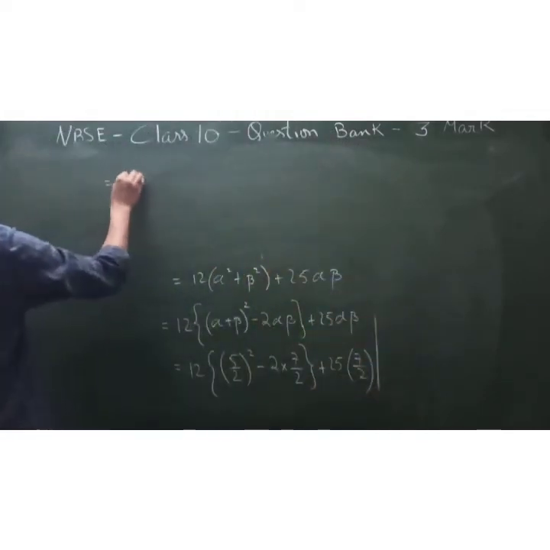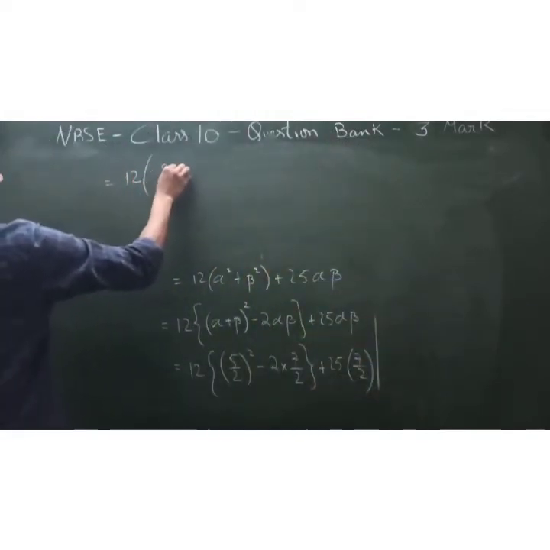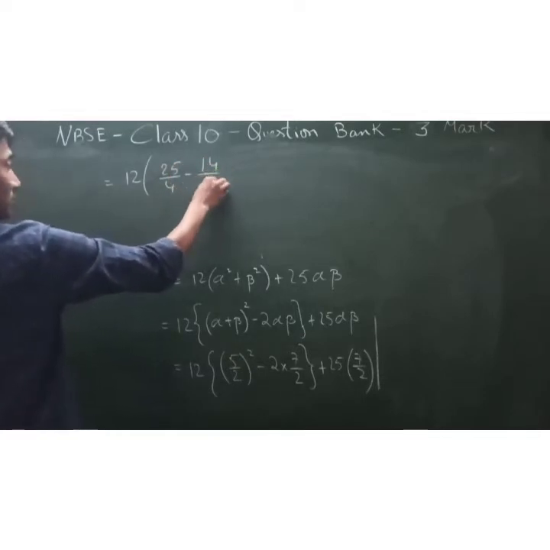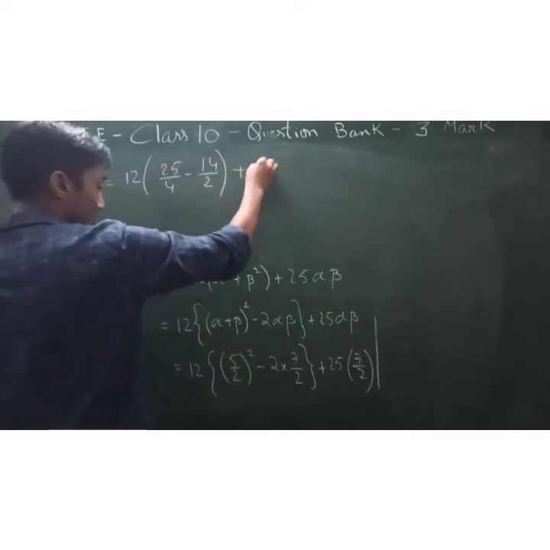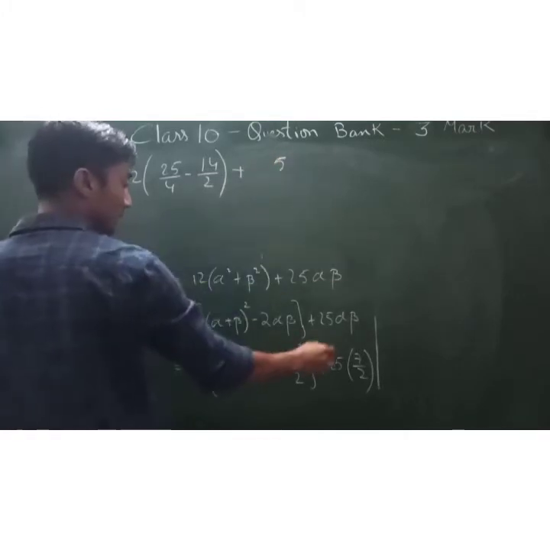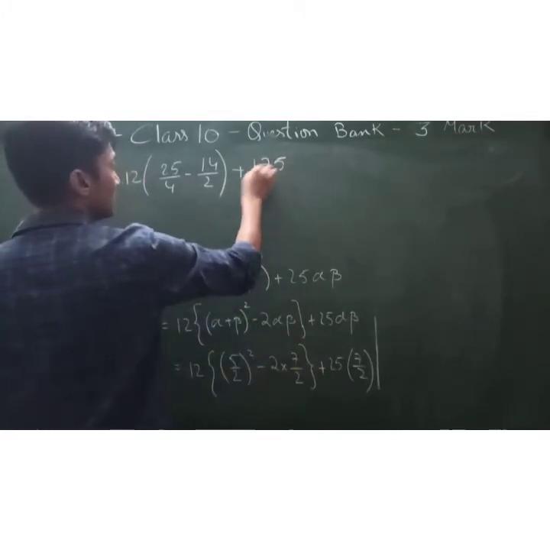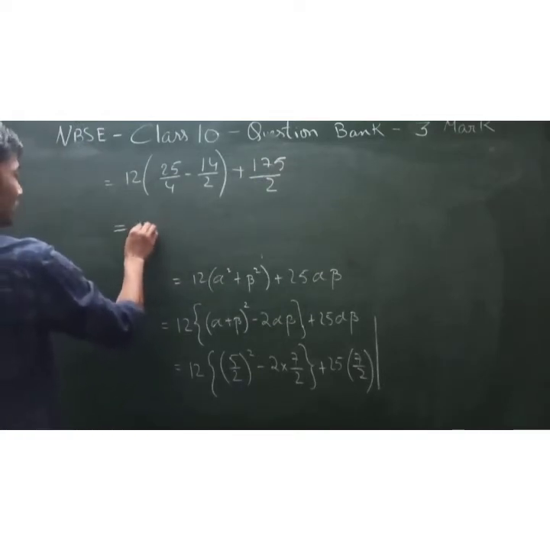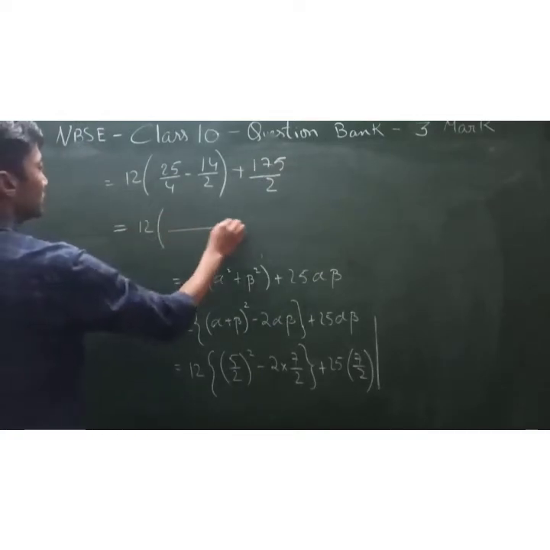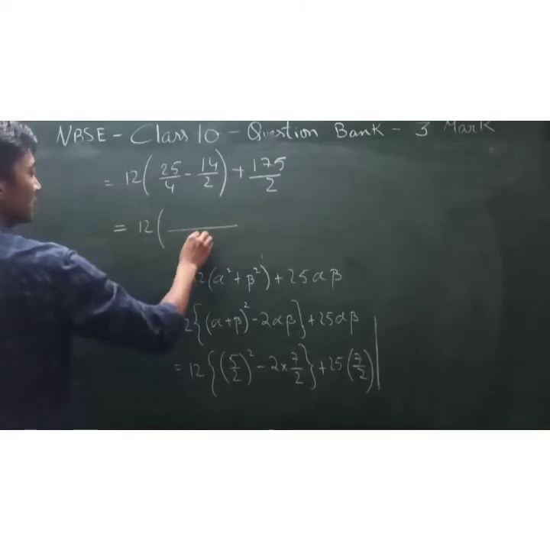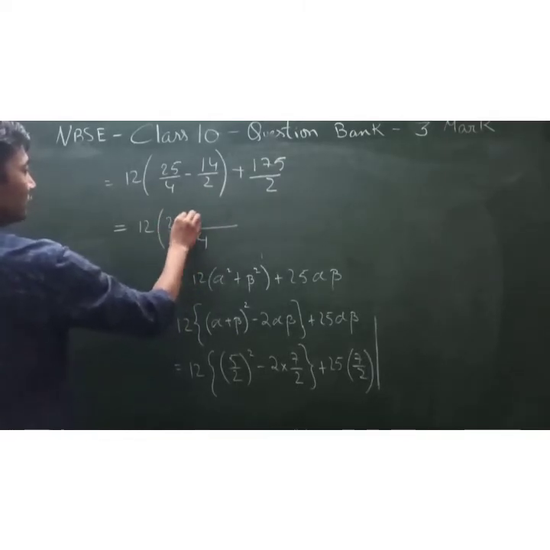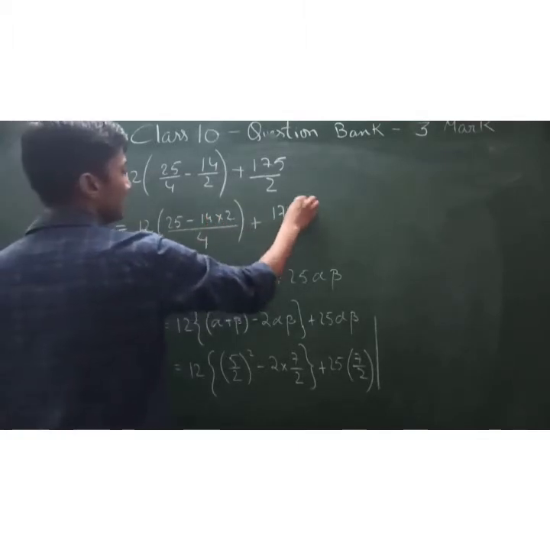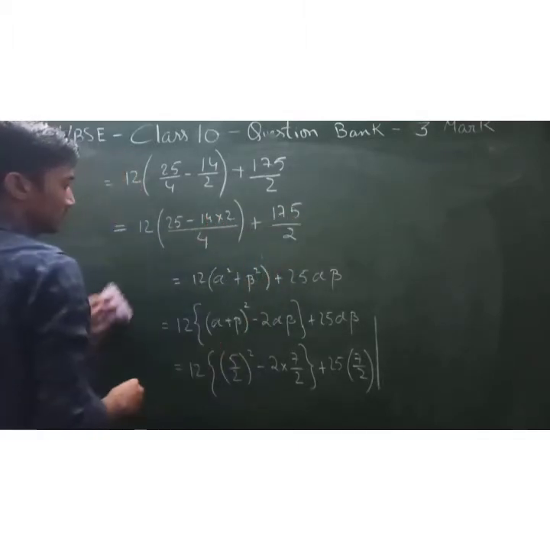So let's simplify this. 12 of 25 by 4 minus 14 by 2 plus 7 5 is 35, 3 left, 7 is 14, 15, 16, 17 by 2. 12 into, if we just take the LCM, 4, so 25 minus 14 into 2. I'm not cancelling. If possible, I will cancel it in the last.